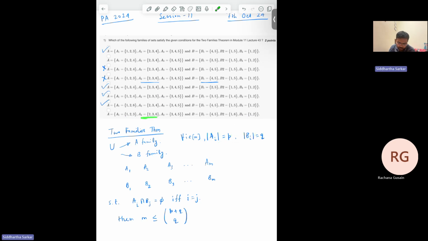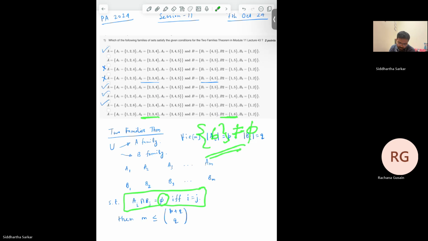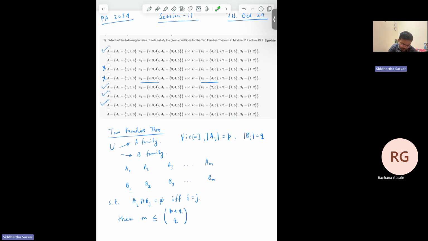Now let's look at A2 and B2. Oh, A2 and B2 has 6 in common. So that is non-empty. So this violates the condition of the two family theorem. The condition says that if the indices of A and B are same, then the intersection should be empty. But here the intersection is non-empty. So without verifying anything else, we can conclude that these families A and B do not satisfy the conditions of the two families theorem. So are there any doubts?